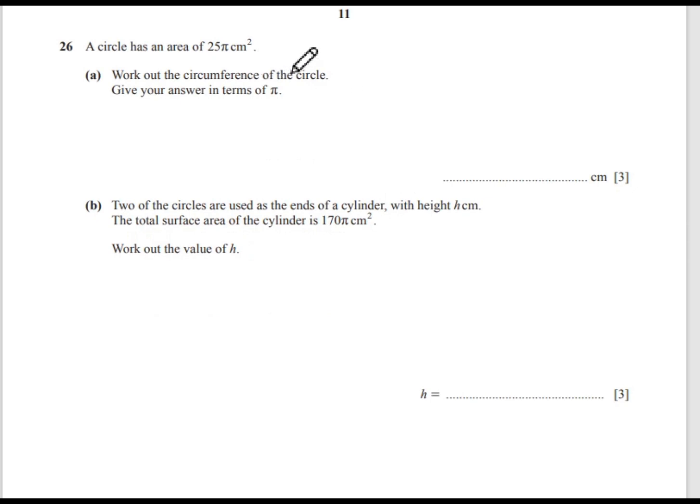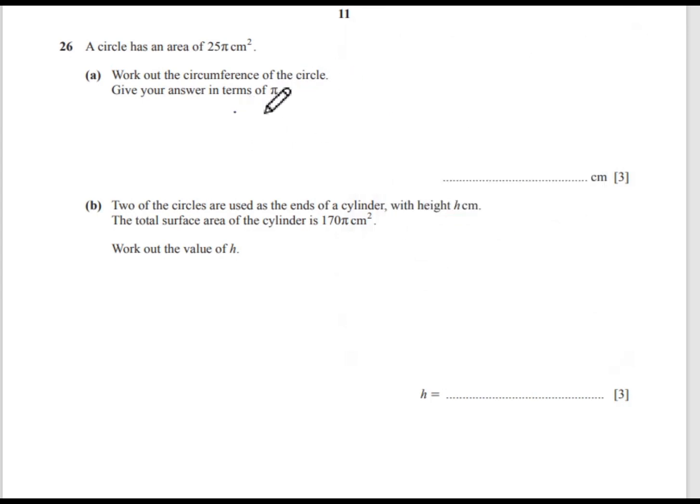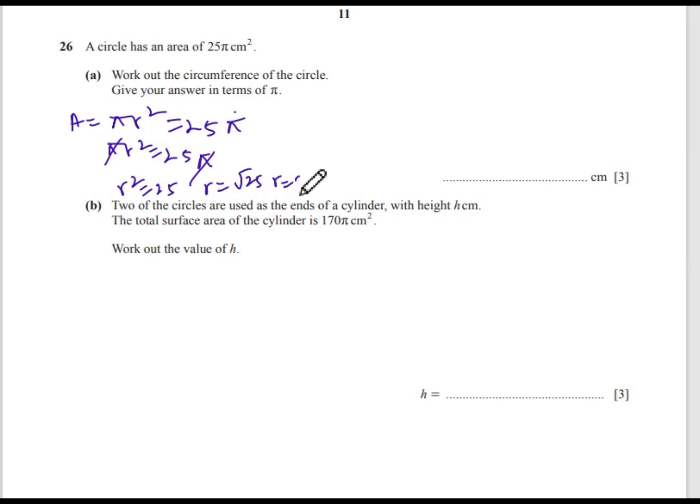Number 26. A circle has an area of 25 pi centimeter square. Work out the circumference of the circle. Give your answer in terms of pi. Area of a circle is given by pi r squared, and we are told that pi r squared is equal to 25 pi centimeter square. If pi cancels out pi, r squared is equal to 25. R is the square root of 25. So the radius is 5 centimeters.